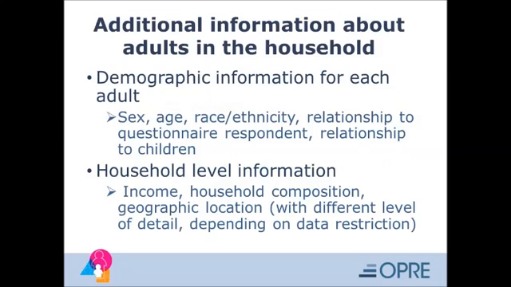So there, as I had alluded to, there is additional information about adults in the household in the main household data file. There is demographic information on each adult, such as sex, age, race, ethnicity, relationship to the questionnaire respondent, and relationship to children. And there is a lot of household level information that you could also link to the adult calendar, such as income, household composition, geographic location, and characteristics of the communities where the households are located. Some of the geographic location information will be available in the public use file, and some of it will be available in the restricted use file, depending on the level of detail.